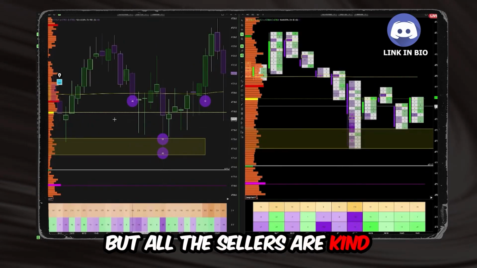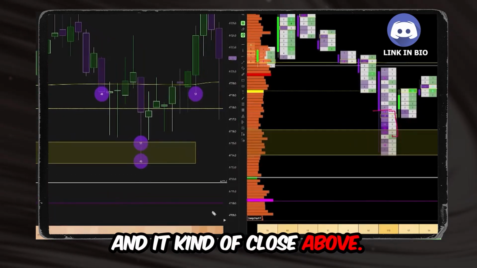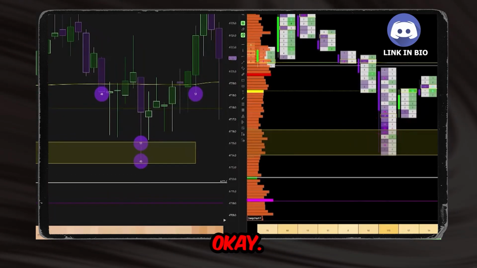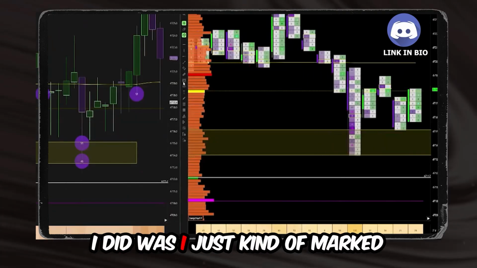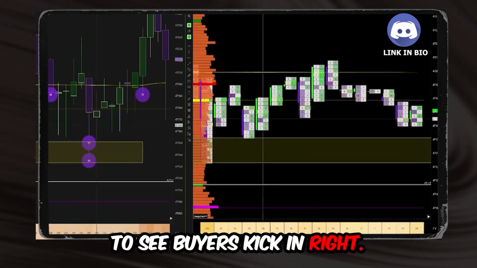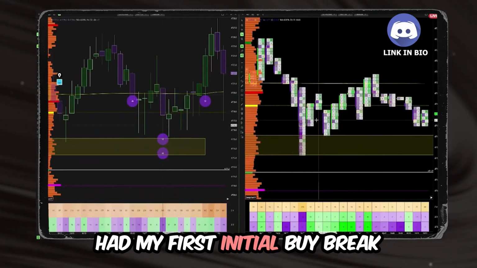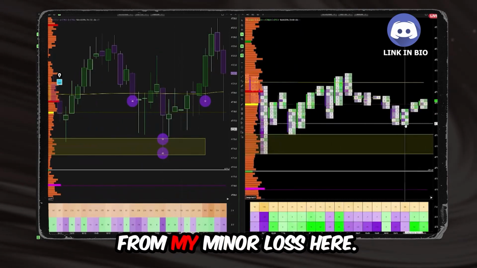But all the sellers are kind of trapped over here. You see this? All the sellers are here, and it closed above. That means they're not in profit. Now, with this in the way, I marked this whole thing because I wanted to see buyers kick in. So when market came back here, I had my first initial buy, break even, a little bit to the left. Another buy right here, cut from my minor loss here.